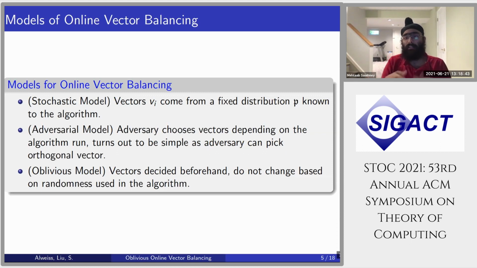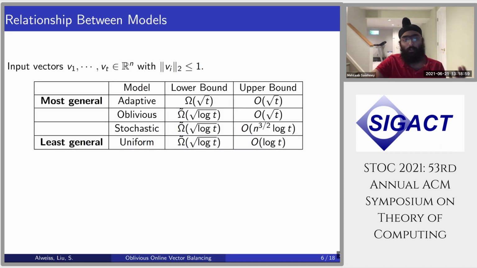For this reason, the adversarial model is not that interesting. Instead, the strongest adversary that's interesting is the oblivious model. Here, the adversary decides the vectors beforehand, and doesn't get to change the vectors based on the randomness used in the algorithm. So the relationship between the models is that the adaptive is the most general and the uniform is the least general. And you have a square root t upper and lower bound on the discrepancy you can achieve in the adaptive model.